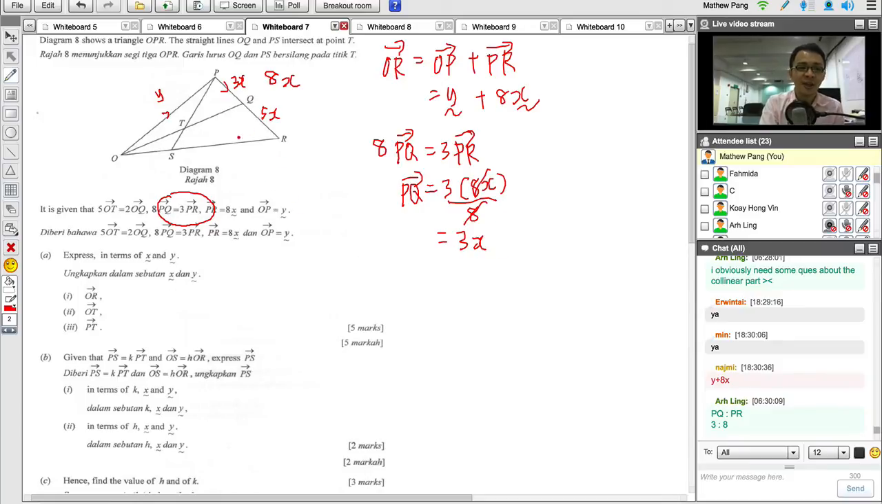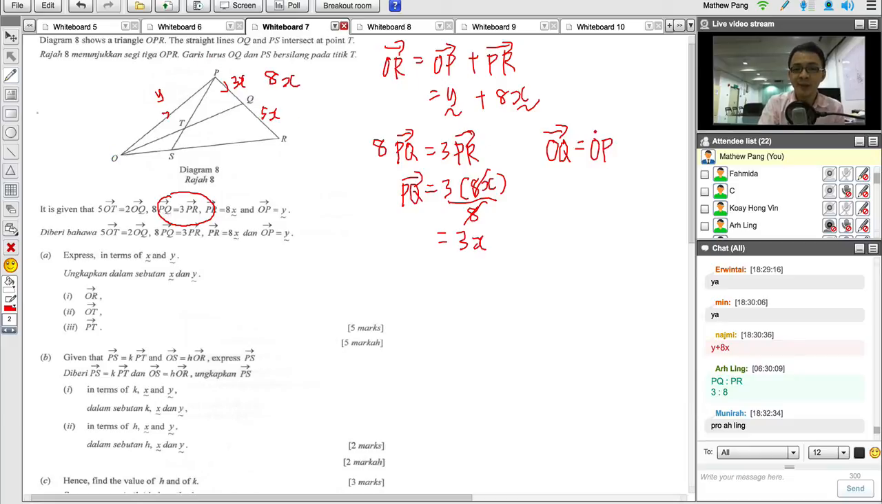Alright, so if I got something like this, I can get the OQ easily, isn't it? Because I know OQ actually will equal OP plus PQ. So my OP is just Y, and my PQ I just got is 3x.